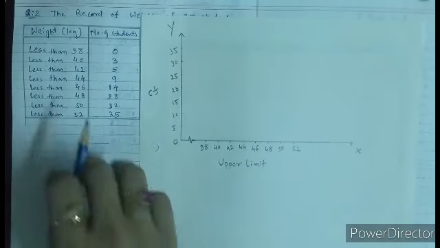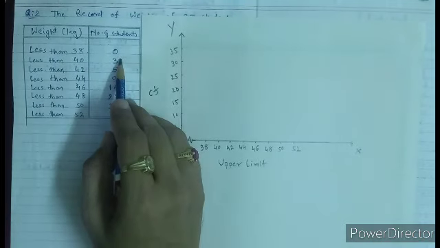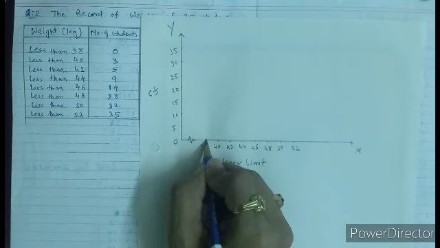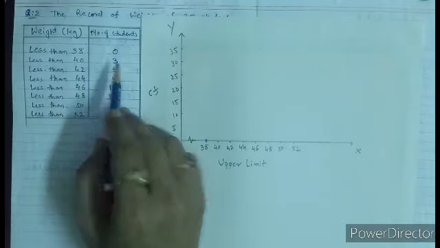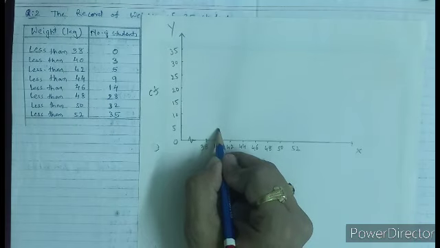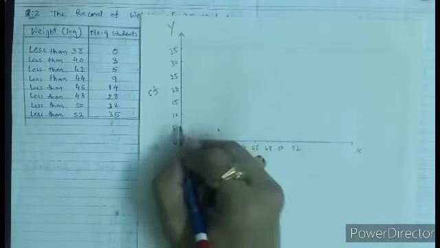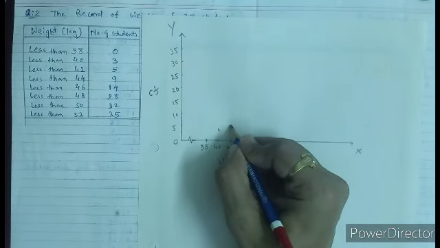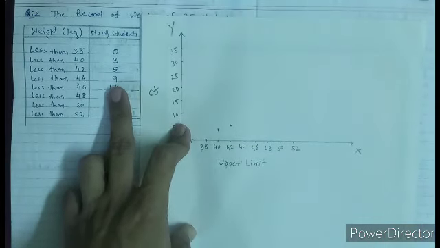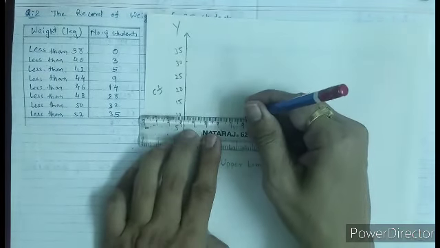Now we have to plot the gradual numbers on the graph page. Less than 38, number of students 0. So I have made point here. Then second, less than 40, 3 students. So I'll make it here. Then less than 42, there are 5 students. Here it is. Then less than 44, number of students is 9. So we'll get it here.